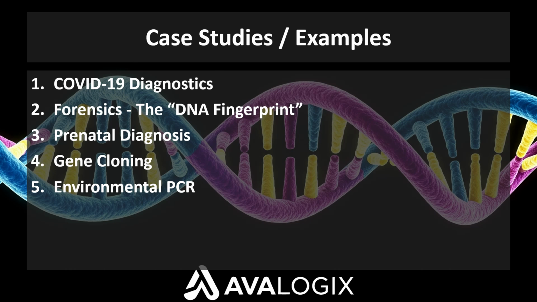Gene cloning. Researchers frequently amplify genes using PCR for insertion into plasmids and expression in host cells. For example, amplifying the insulin gene for cloning into E. coli to produce recombinant human insulin. Environmental PCR. Scientists monitor water and soil samples using PCR to track microbial populations, detect pathogens, or even analyze ancient DNA from fossils and sediments. Each of these examples shows how PCR isn't just a lab technique, it's a transformative tool that influences lives, justice, medicine, and discovery.